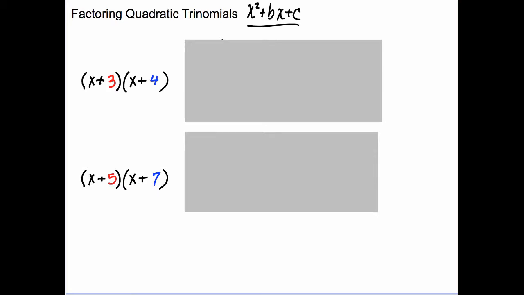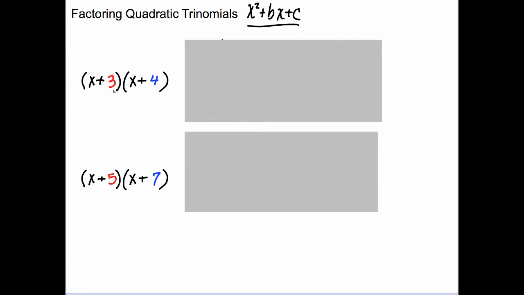In this video, we're going to learn how to factor quadratic trinomials. Factoring, you can think of it as kind of unmultiplying or undoing a multiply operation. It might be a little easier to understand how to factor if we first look at the results of some multiplications. So consider the problems that I have here.